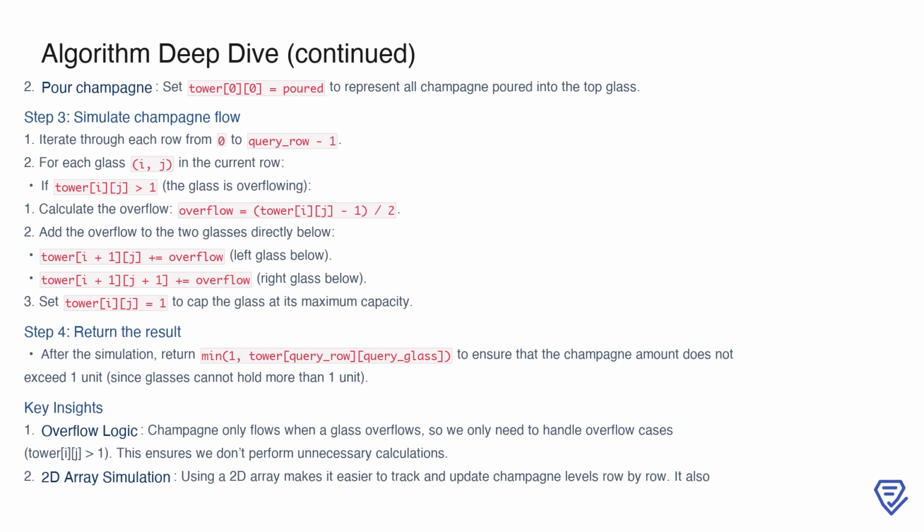Once all rows up to the query_row are processed, the simulation is complete. The result for the target glass is simply the minimum of 1 and the value in tower[query_row][query_glass], ensuring that no glass exceeds its capacity even in the output.